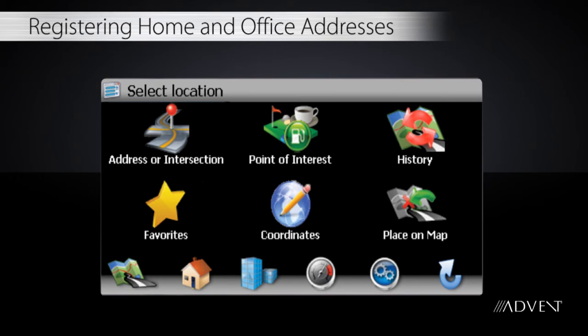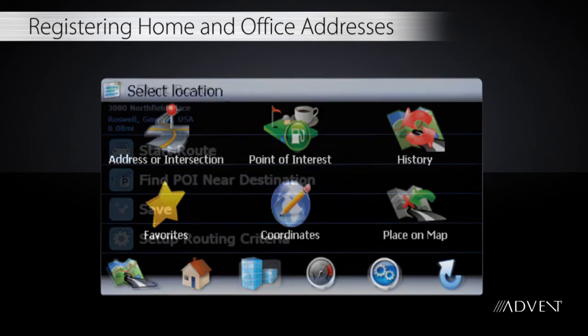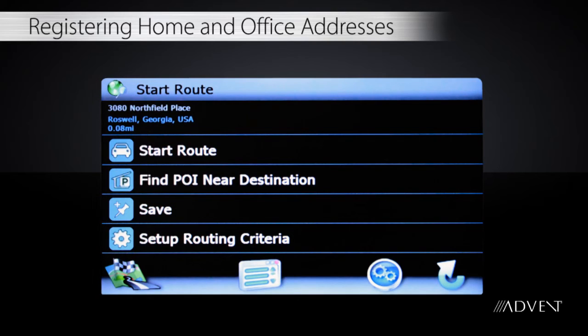Press the check mark to continue. From the Save Location screen, press Address or Intersection and enter the corresponding address as you would a destination, and press the checkmark icon when finished. After pressing the checkmark, the Start Route screen will appear. Press Save, then choose either Save as Home or Save as Office. The screen will say Home Location Saved. Press the checkmark icon and you have completed the setup process.